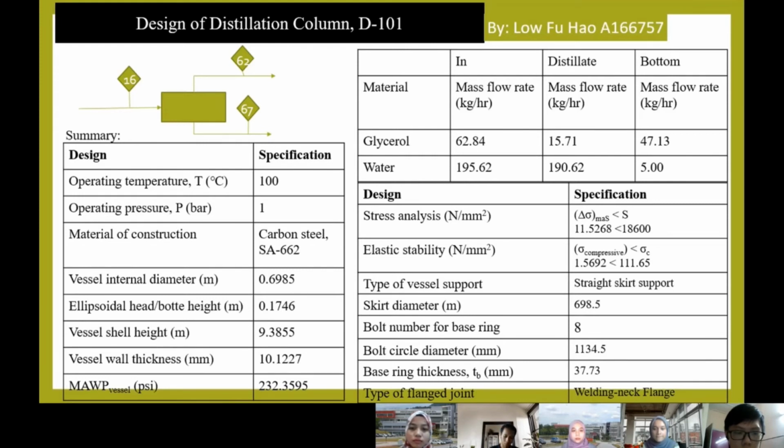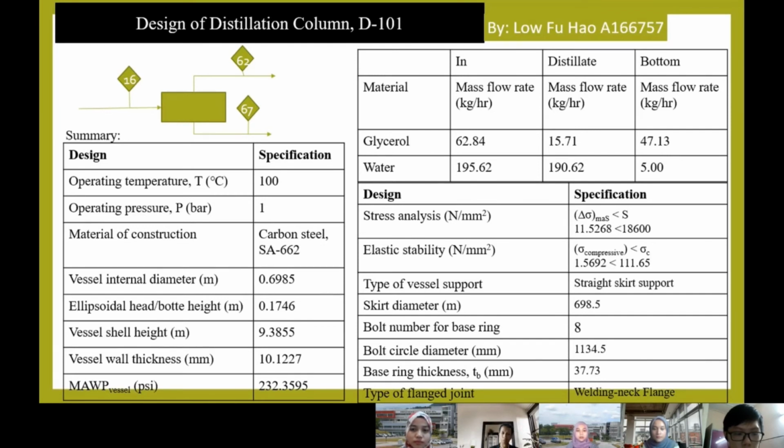The material I chose is carbon steel SA62 because it is cheaper. The vessel internal diameter is 0.6985 meter, and the head and bottom height is 0.1746 meter, while the vessel shell height is 9.3855 meter, and the vessel wall thickness is 10.1227 millimeter.